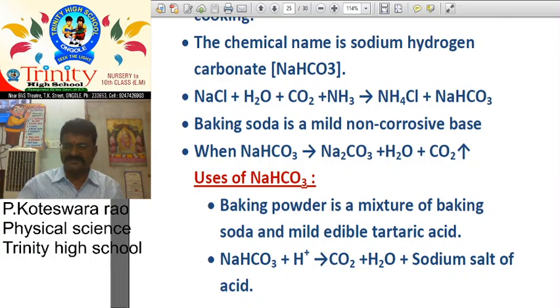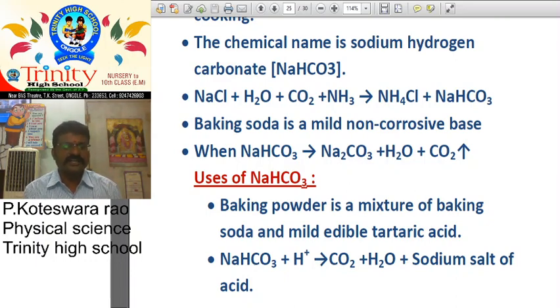Our next substance is nothing but washing soda. How is washing soda prepared? On heating of baking soda. Okay, do you understand this? Next, uses of baking soda. Where do we use baking soda? Do you know baking powder is a mixture of baking soda and mild edible tartaric acid.